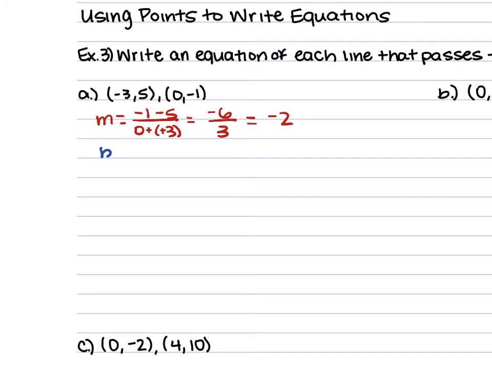Our y-intercept, that b value, is given to us from that ordered pair, that's 0, -1. So the y value of that ordered pair is b, which is -1. So again, plug this into your slope-intercept form, y equals mx plus b. So we're going to have y is equal to -2x plus -1. A positive times a negative is a negative, so y is equal to -2x minus 1.